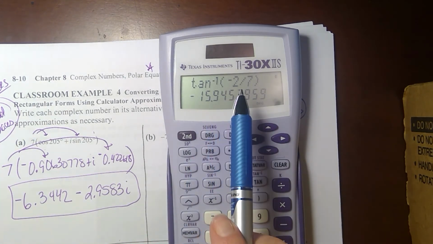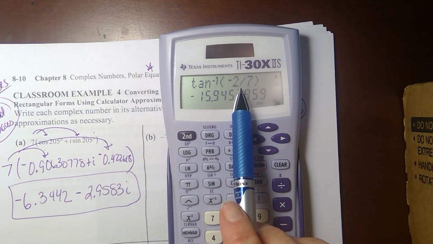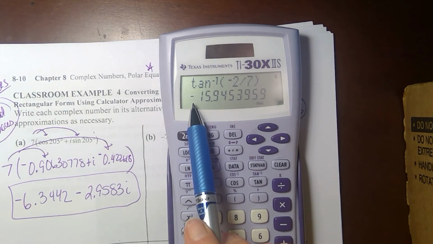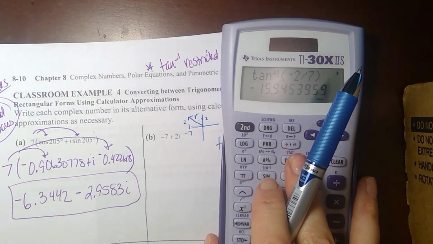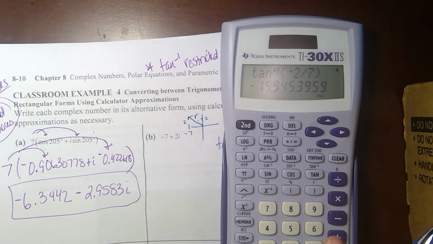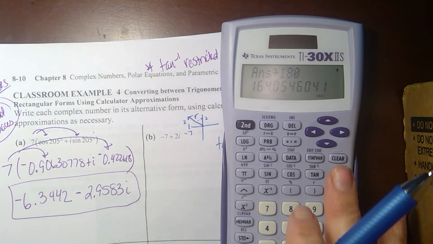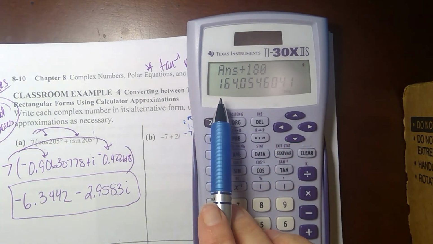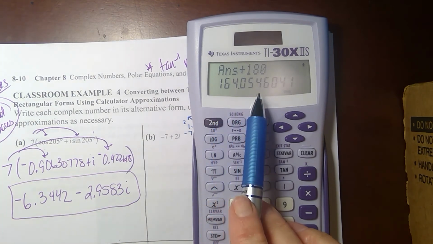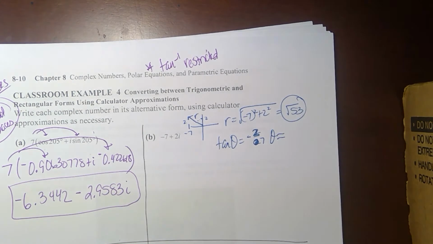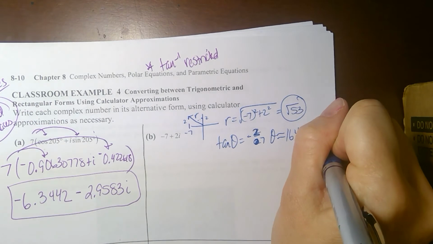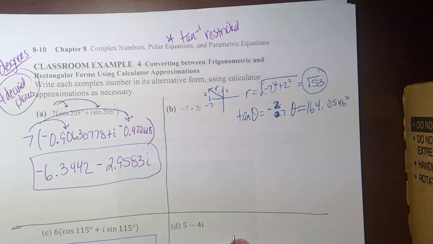Okay, so we input a negative tangent function value, got an angle that has a negative value in quadrant 4. But we know that our angle that we're actually interested in is not in quadrant 4, it's in quadrant 2. How do we shift it around there? Well, we add 180 degrees. So the angle in quadrant 2 with that same tangent function value is 164.0546 degrees. Remember, we're rounding to 4 decimal places. So 164.0546 degrees is the angle we're interested in.